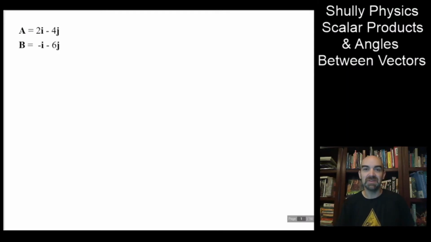This is Sholey Physics episode on scalar products and finding the angles between vectors. Hopefully you've learned how to add vectors like vectors A and B you might see here. But what about multiplying vectors?